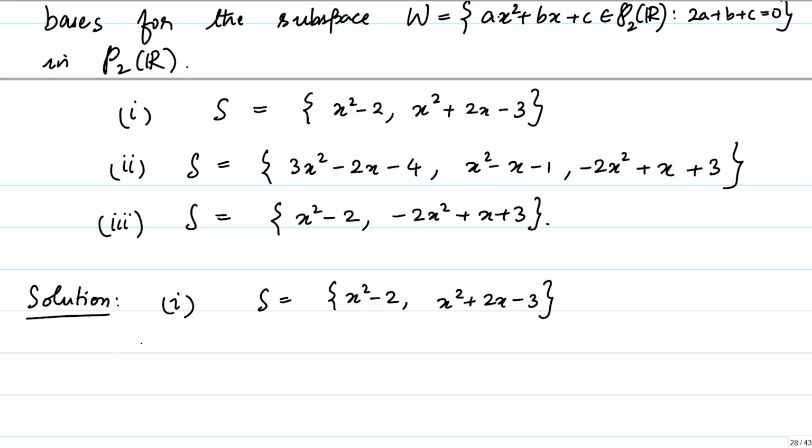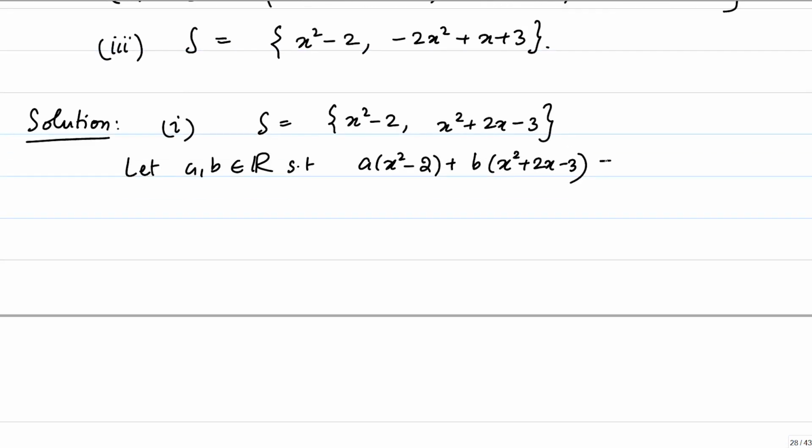So, linear independence. Let a, b be scalars such that a times (x square minus 2) plus b times (x square plus 2x minus 3) is equal to 0, the zero polynomial. So that would imply (a plus b) times x square plus 2bx plus (minus 2a minus 3b) is equal to 0.